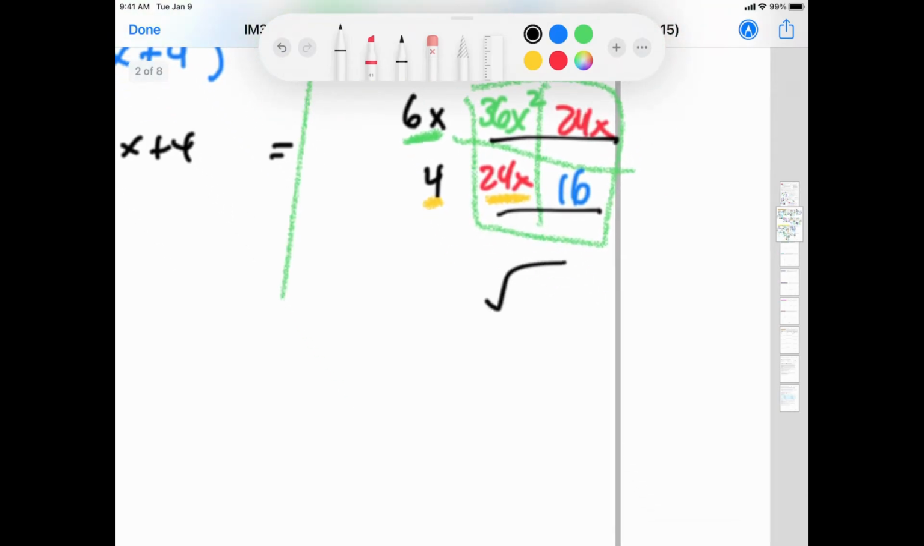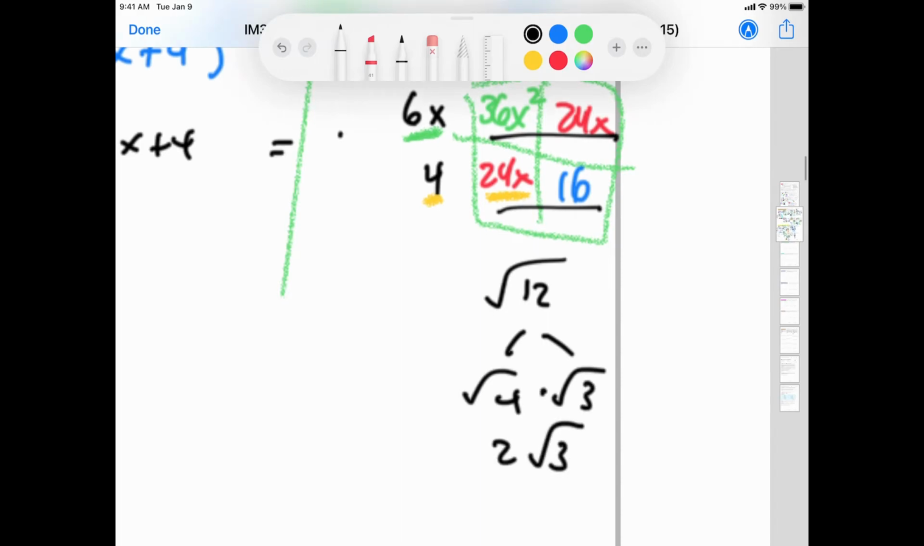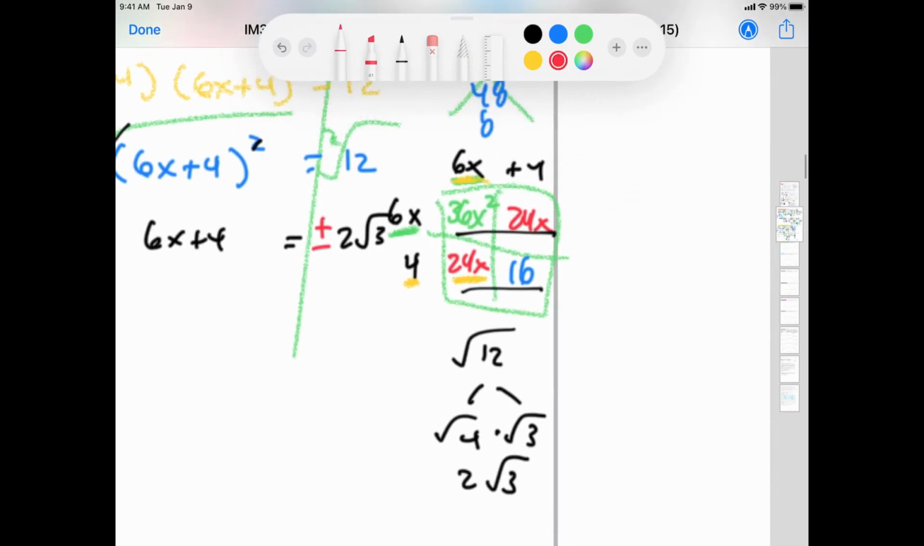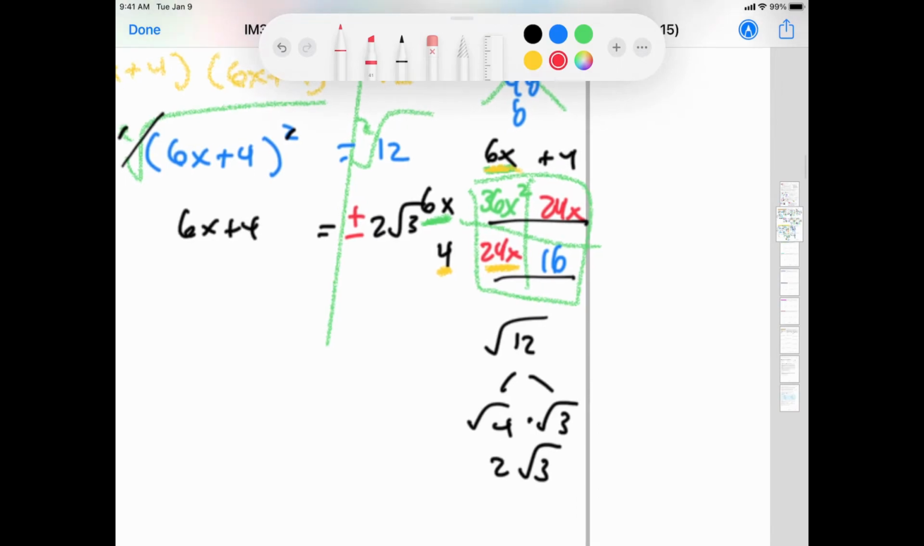Alright, square root of 12. 4 and 3. 2 radical 3. And don't forget the plus or minus. Okay, so I'm going to subtract the 4. It's going to go in front of the plus or minus. 6x equals negative 4 plus or minus 2 radical 3. And let's go ahead and divide by 6.